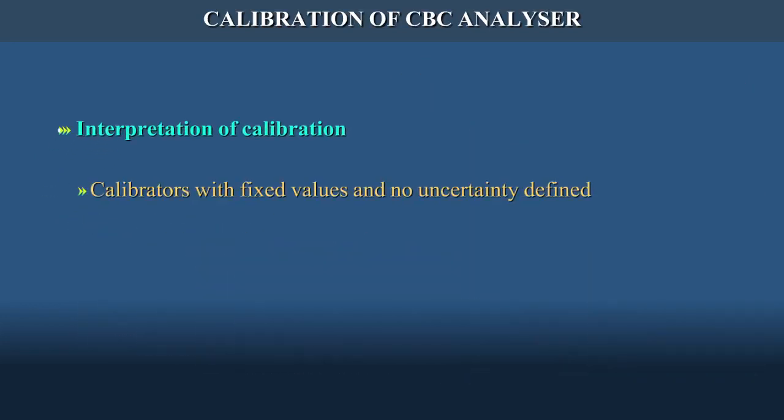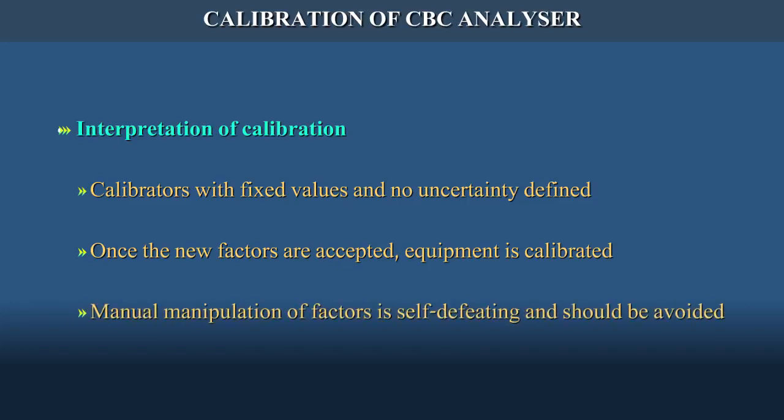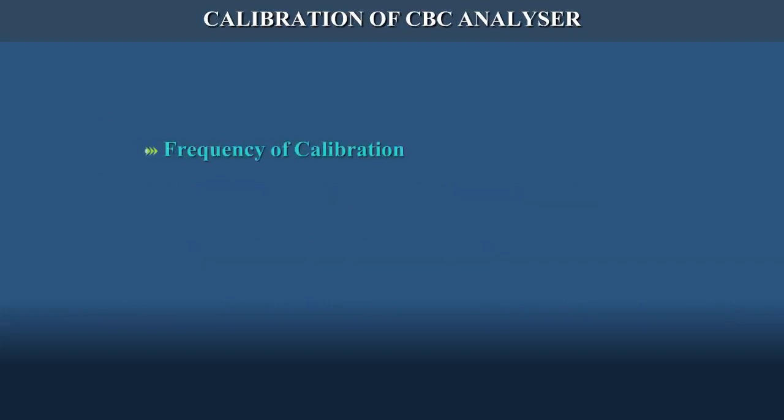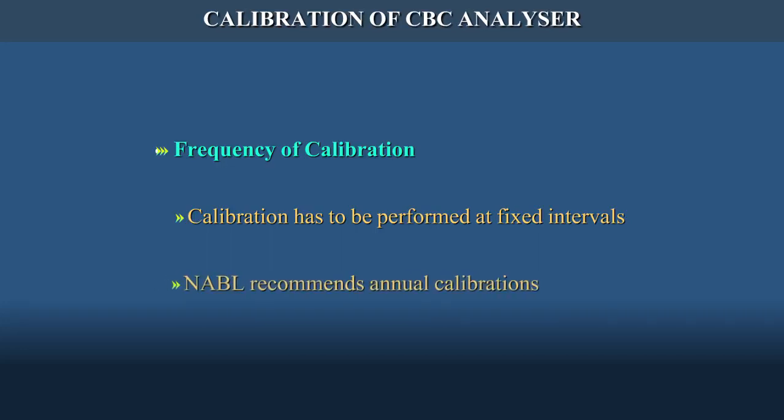In fixed calibrators, the factor changes should be documented. Once the new factors are accepted, equipment is calibrated. Manual manipulation of factors is self-defeating and should be avoided. Frequency of calibration. Calibration has to be performed at fixed intervals. NABL recommends annual calibrations. However, in an old equipment, it should be more frequent.